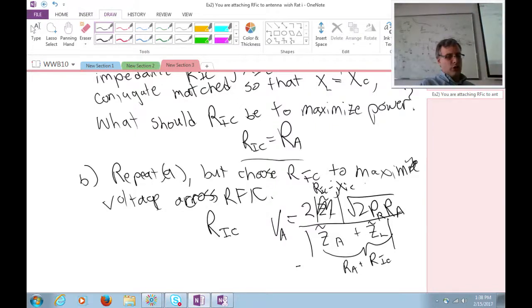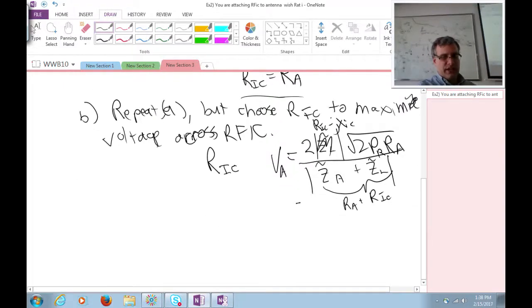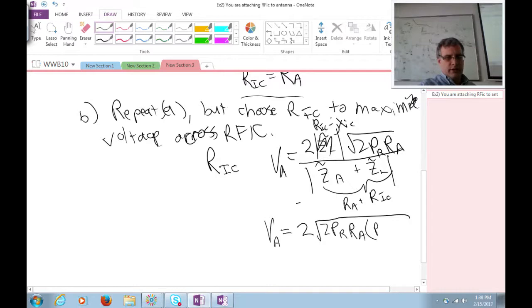Well, generally speaking, you want it to be as large as possible, right? An open circuit would maximize the voltage in the system, right? It shows up in the numerator and the denominator. And there could be a condition here, right? You could say, well, VA is equal to 2 square root of 2 PR RA times the square root of RIC squared plus XIC squared, and then divided by just RA plus RIC.